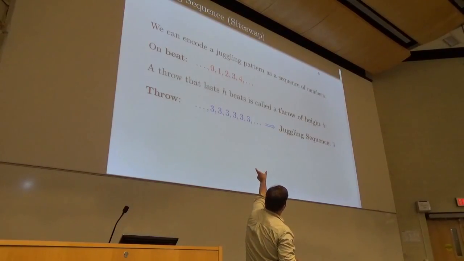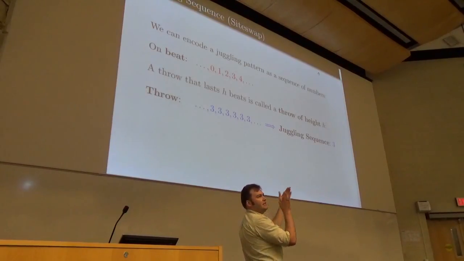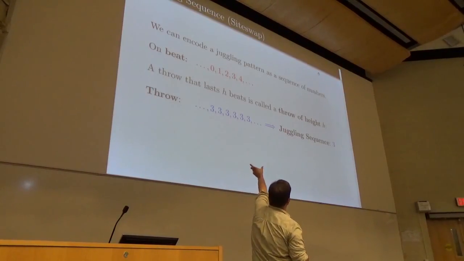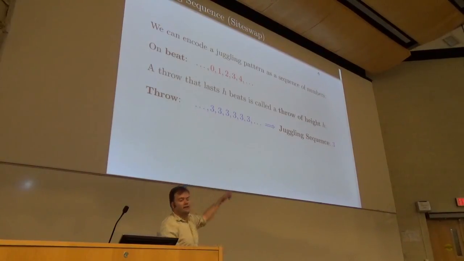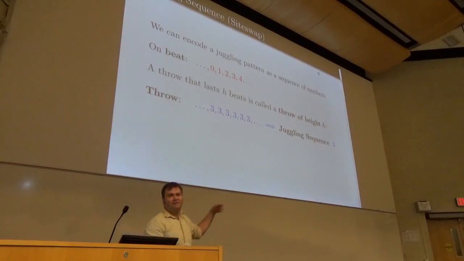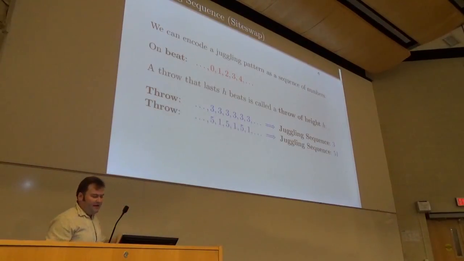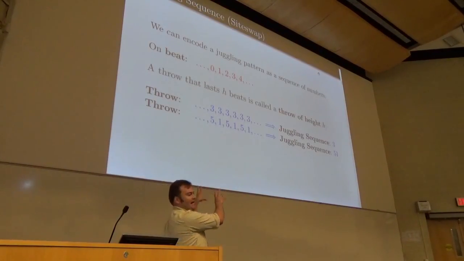So instead of writing this infinite sequence, we can collapse it to a finite sequence, because it's periodic. I could simplify that infinite sequence and just say it's threes. There's nothing wrong with writing more threes there; it's just the simplified version of the sequence. If you threw fives and ones, then you're throwing a height of five and then a height of one. I don't want to spoil what this looks like just yet, because I want to analyze these sequences first and then show you what they look like.